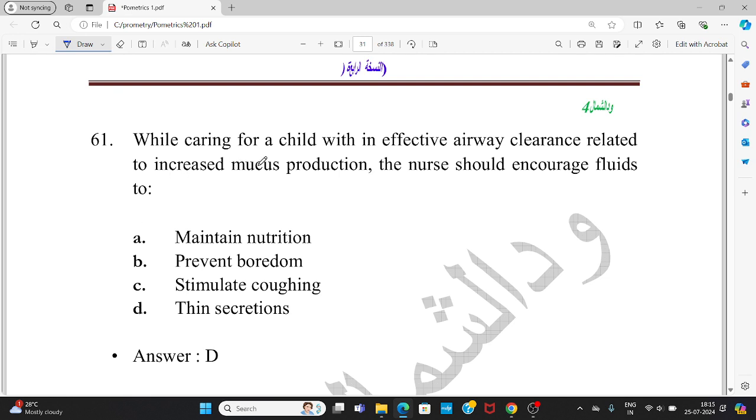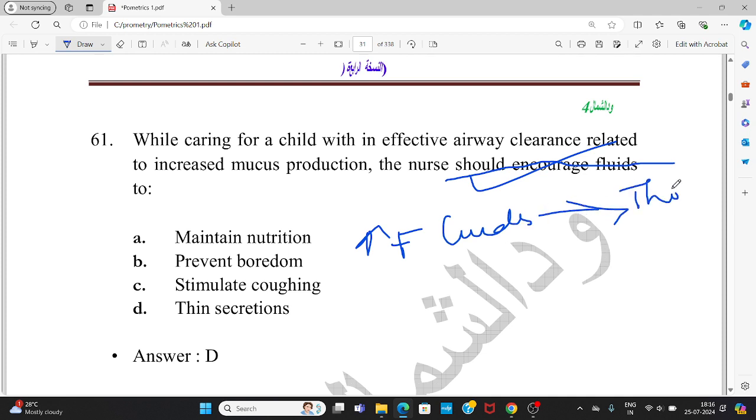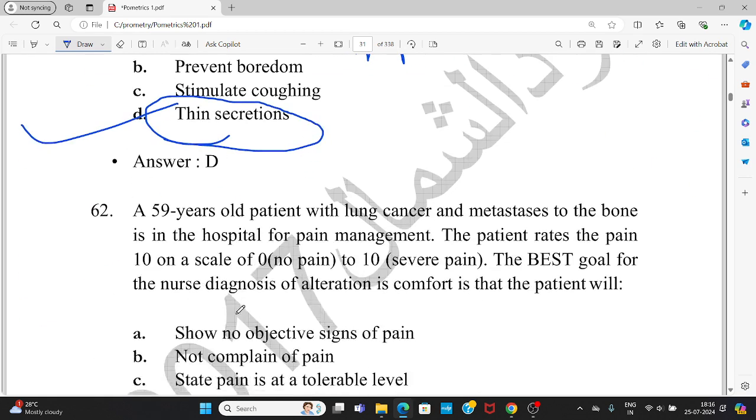While caring for a child with ineffective airway clearance related to increased mucus production, the nurse should encourage... So, why do we encourage fluids? We always encourage more fluids. Why more fluids? We give more fluids for thinning the secretion. So, we should give more fluids to thin the secretions.